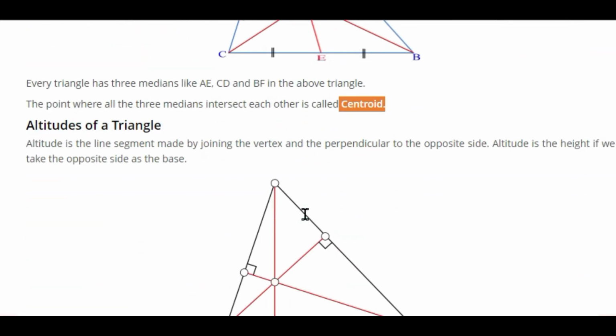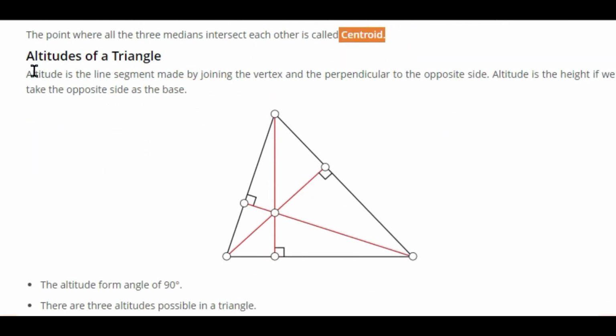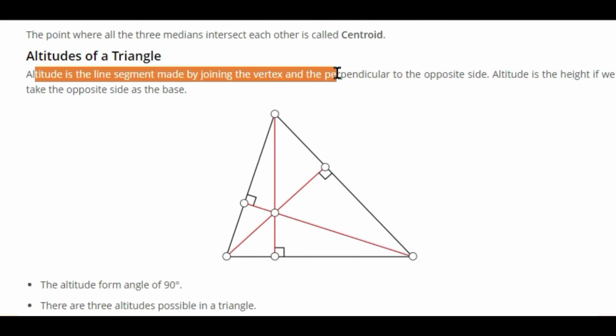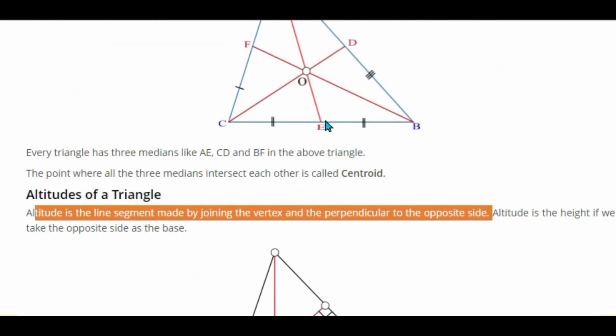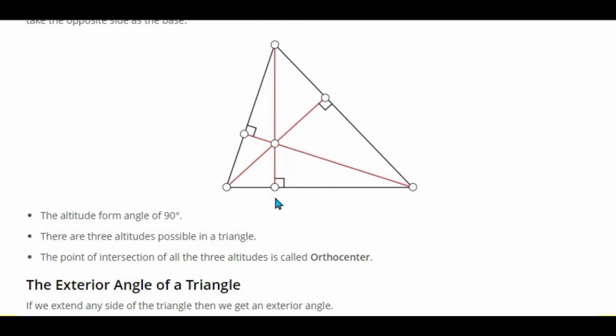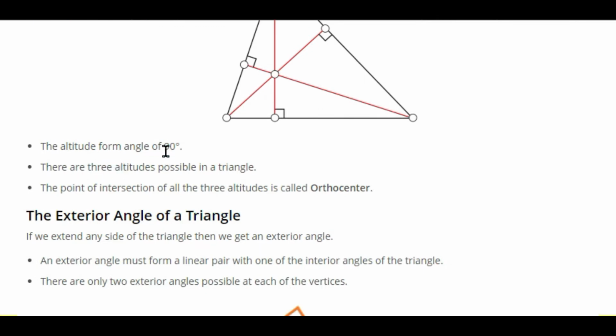Now altitude. What is the meaning of altitude? Altitude means height. Altitude is the line segment joining the vertex to the opposite side, perpendicular to it. Like the median it starts from the vertex, but instead of ending at the midpoint, it forms a perpendicular. From the vertex, we draw a perpendicular to the opposite side. So here this line is an altitude, this is also an altitude, and this is also an altitude. If you see the 90-degree box, that means the line is an altitude. So an altitude forms an angle of 90 degrees.